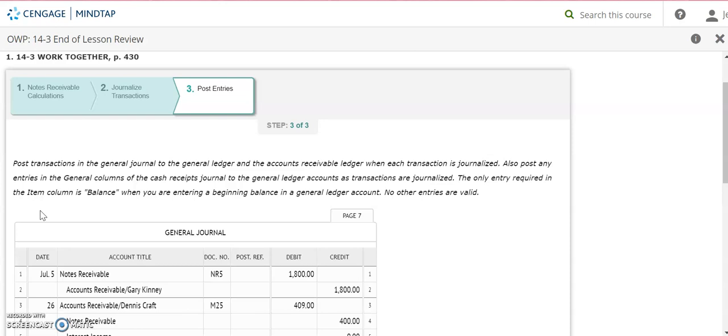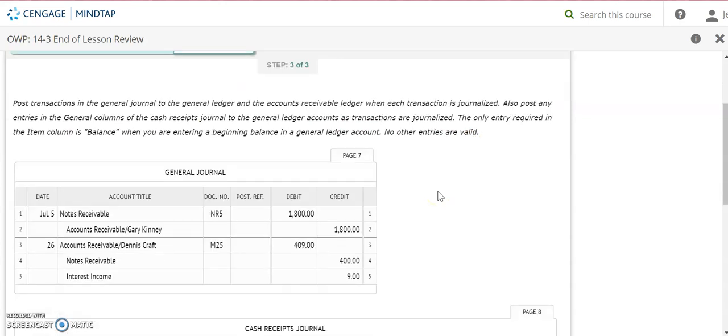But just like when we talked about writing off accounts and reopening them, we really do want to make a note of that in the item column so that we know exactly what's happening in that transaction. But it doesn't have us do that on Mind Tab. So, okay, we're going to start in our general journal.